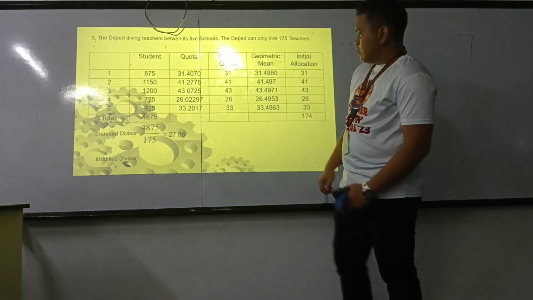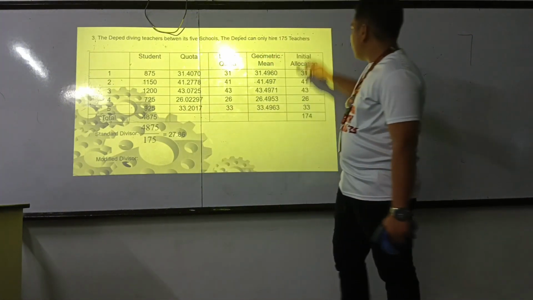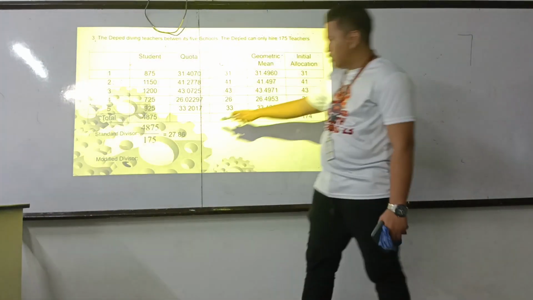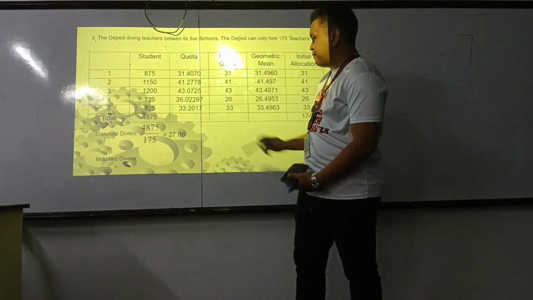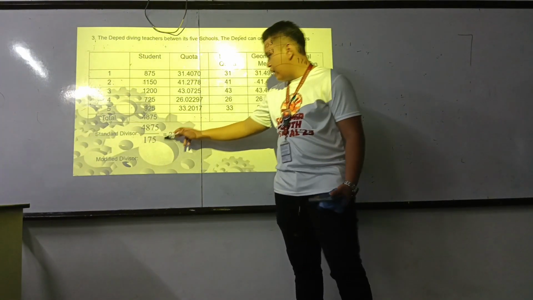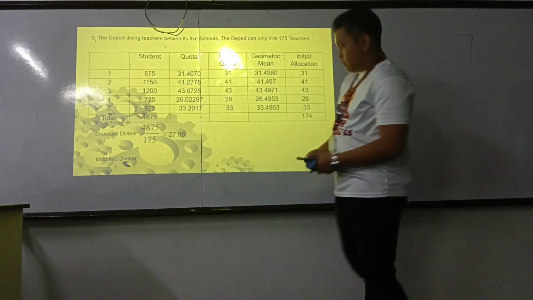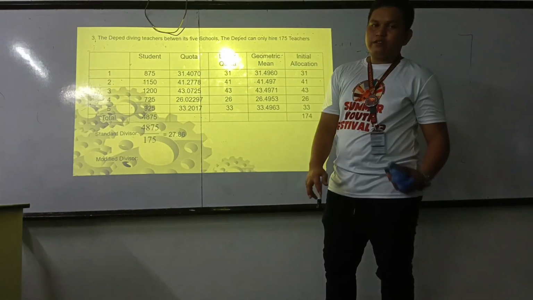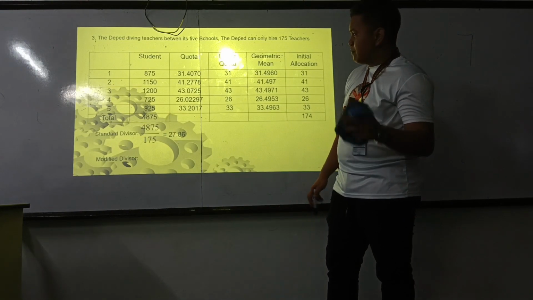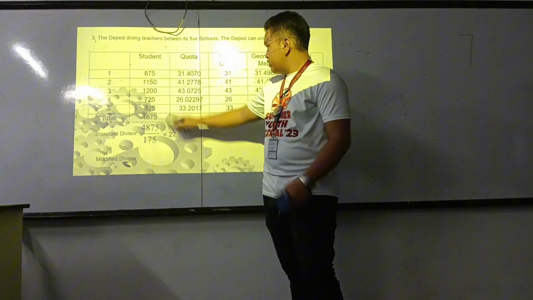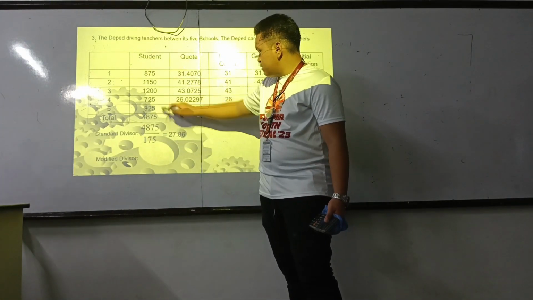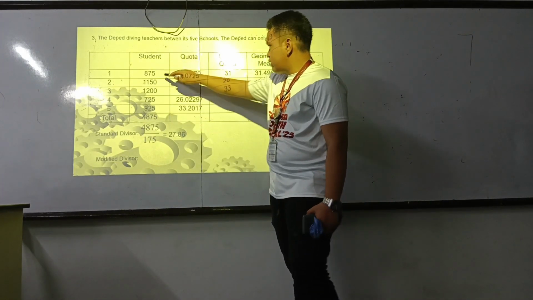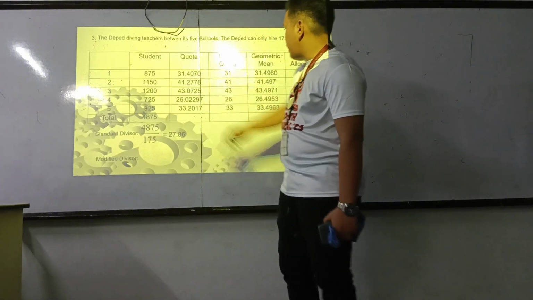Let's add all of this for a total of 4,875. Divide this by 175, since the district can only have 175. So 4,875 divided by 175 is equal to 27.86. That's just what I said before: we divide all of this by the standard divisor, and the result will be the quota.